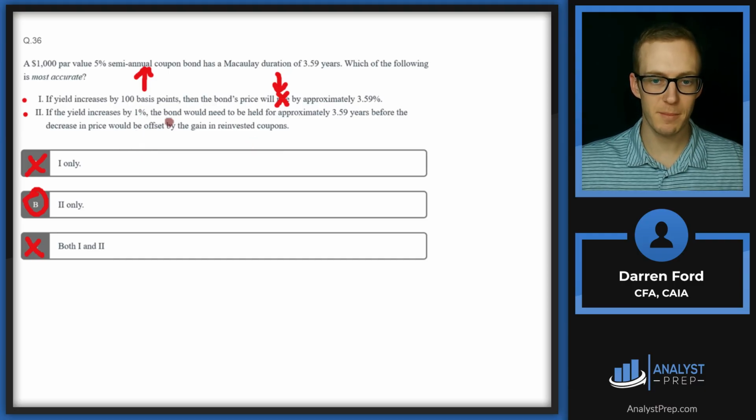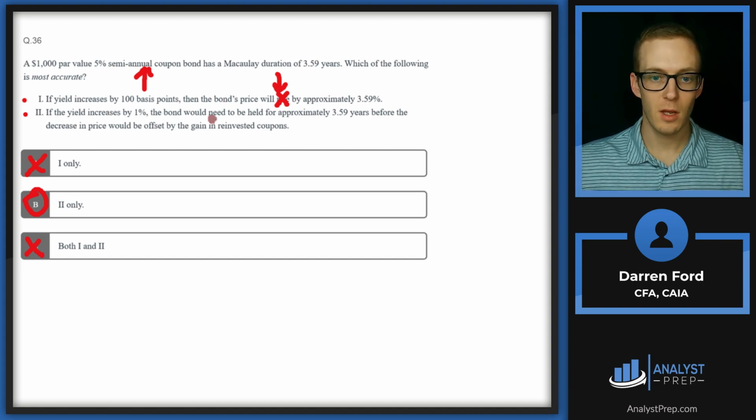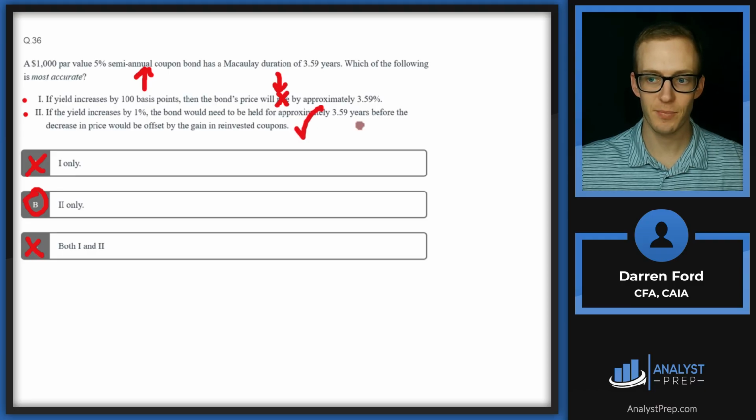If the yield increases by 1%, meaning if yield goes up, so our bond price is going to fall in that scenario, the bond would need to be held for approximately 3.59 years before the decrease in price would be offset by the gain in reinvested coupons. That is going to be an accurate statement and is basically the definition of our duration calculation. And so how this works is our yield goes up, so the price of the bond we're currently holding goes down. And so then it takes us about 3.59 years of taking those coupon payments that we're getting and reinvesting them into those new higher coupon bonds. And so that's how that definition works and calculation ends up working out.